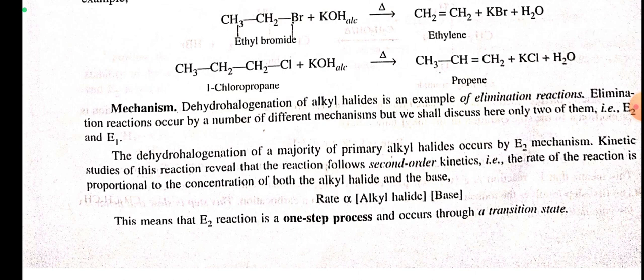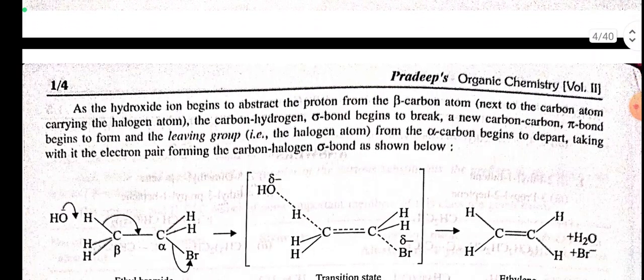Mechanism. Dehydrohalogenation of alkyl halide is an example of elimination reaction. Elimination reactions occur by a number of different mechanisms, but we shall discuss here only two of them, E2 and E1. Dehydrohalogenation of a majority of primary alkyl halides occurs by the E2 mechanism. Kinetic studies of these reactions reveal that the reaction follows second order kinetics, that is, the rate of reaction is proportional to the concentration of both alkyl halide and base. This means that the E2 reaction is a one-step process and occurs through a transition state.